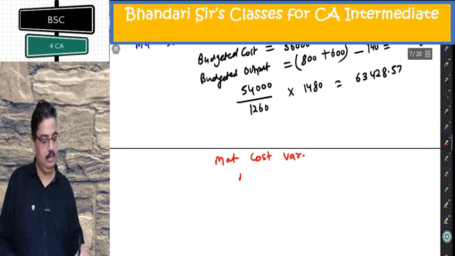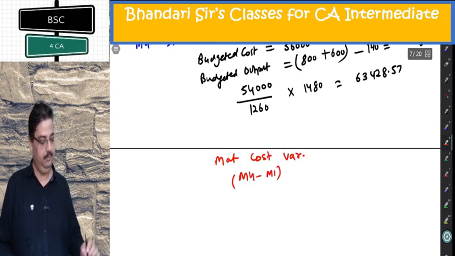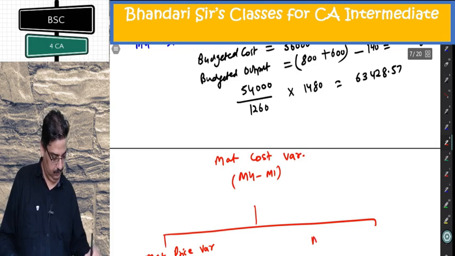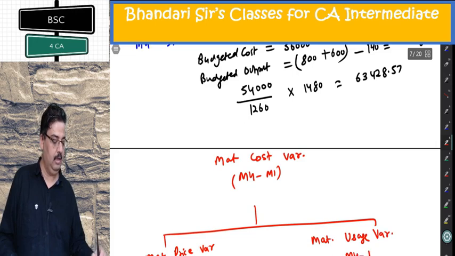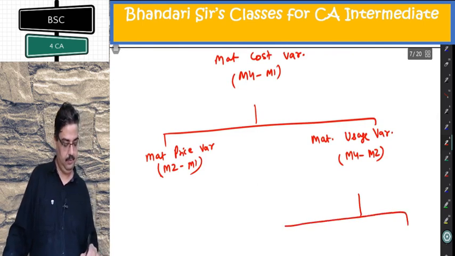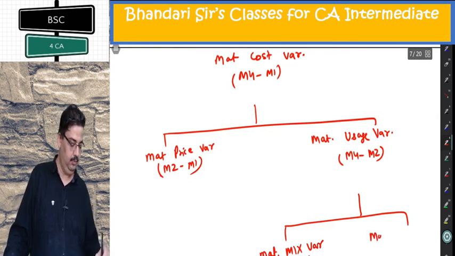Material cost variance M4 minus M1. Material price variance M2 minus M1. Material usage variance M4 minus M2. And under this, material mix variance M3 minus M2. Material yield variance M4 minus M3.